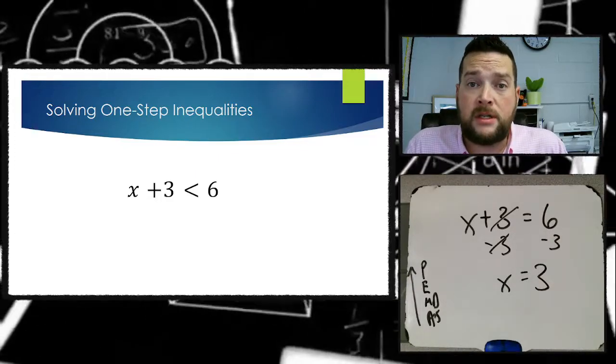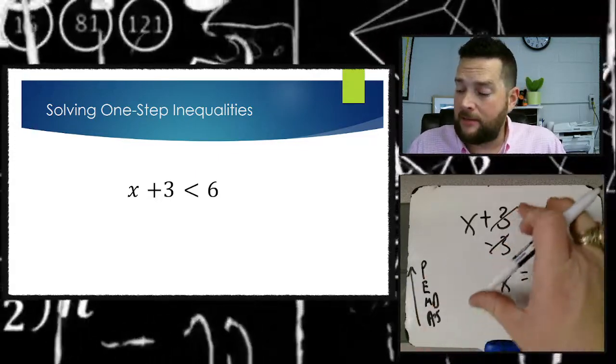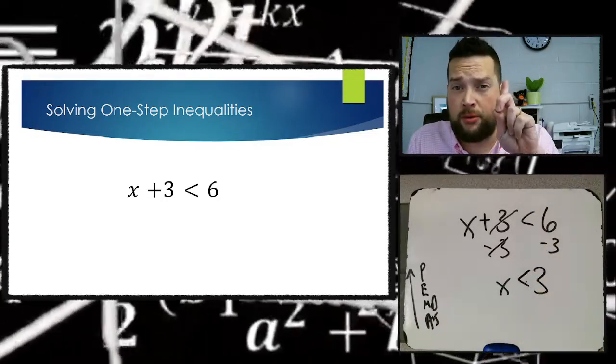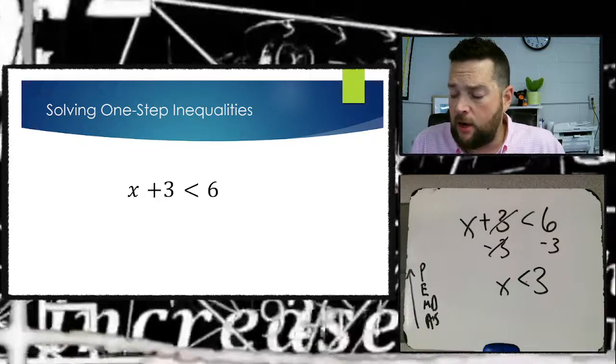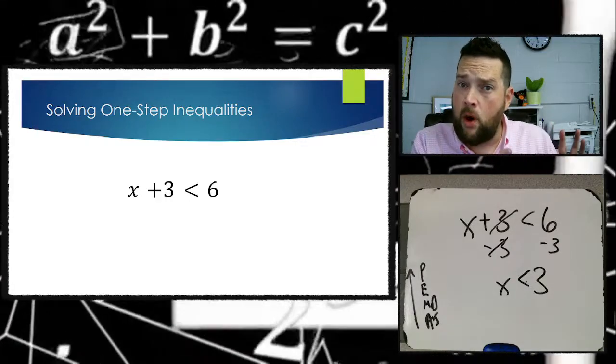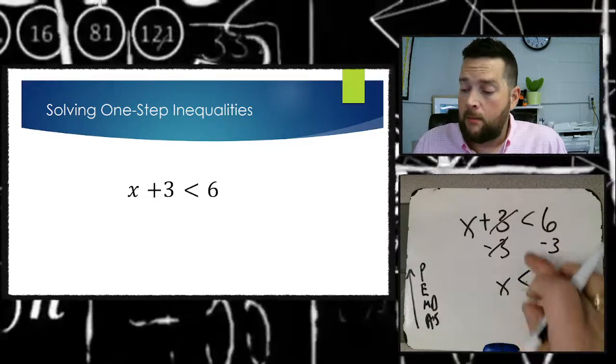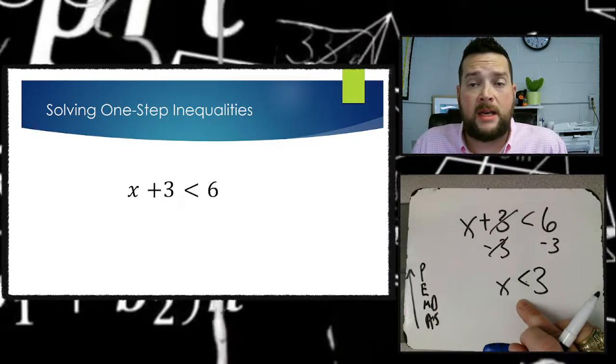Well, the great news is if you already know how to do that, it's the same process for inequalities, with the exception of one little rule, and we're going to look at that here in just a second. But with the exception of that one little rule, everything else is the same. You're just going to simply bring down the inequality that you had to begin with.